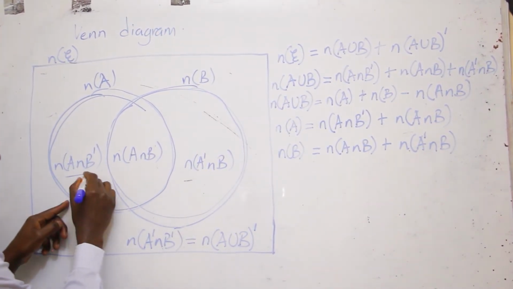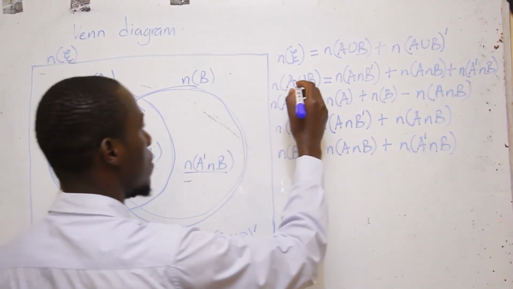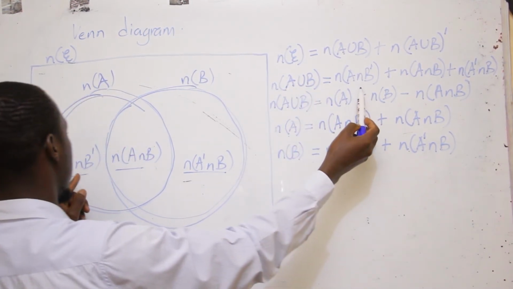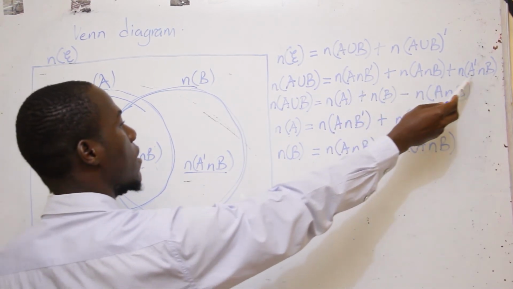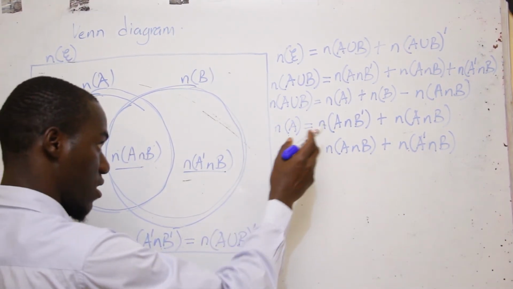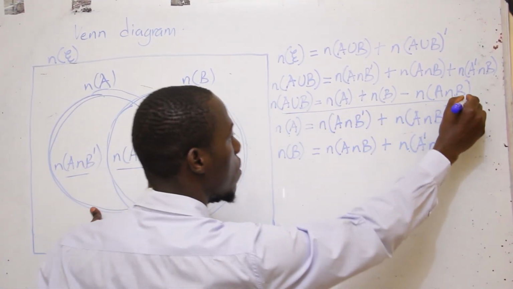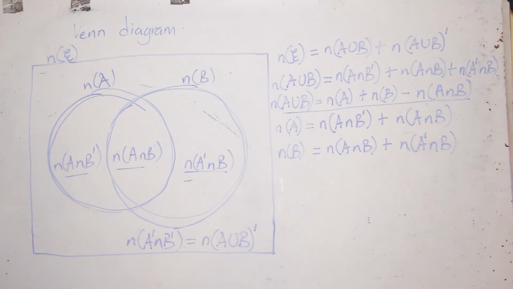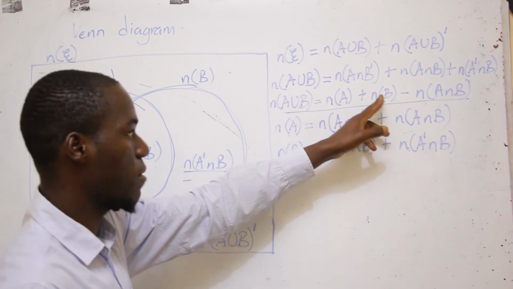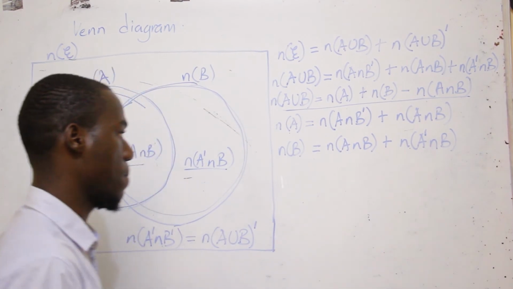So the composition of these ones here is what constitutes the A union B. So my A union B is, when you add that, then even that region there. When you try to substitute these two formulas in there, we shall arrive to that formula there. So my number of A union B can be also got by the number of A plus the number of B minus the number of A intersection B.